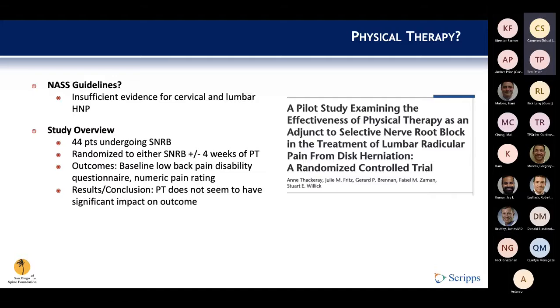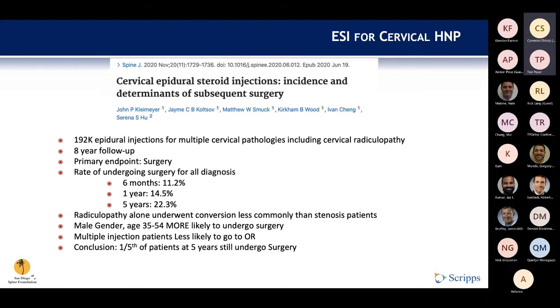This study looked at 44 patients undergoing selective nerve root blocks, and then they randomized to the selective nerve root blocks plus or minus 4 weeks of PT. The outcomes they looked at were low back pain, disability questionnaire, and numeric pain rating. Their results and conclusions showed that PT does not seem to have a significant impact on the outcomes of their patients. Now let's look at epidural steroid injections for these patients.